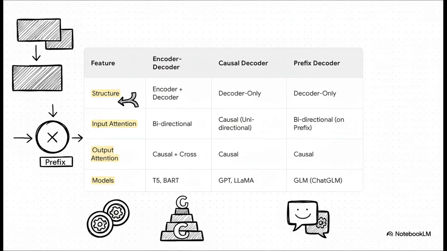Okay, here it is, the full picture. Let's just walk through this together. If you look at the structure, you can see the clear difference between the two-part encoder-decoder and the single-part, decoder-only models. Then, for input attention, you see how the encoder and prefix models share that bidirectional approach, while the causal model is all on its own with its unidirectional method. When we get to output attention, the really big deal is that cross-attention that only the encoder-decoder uses to look back at the original input. And then down at the bottom, you can see which famous models fall into each category.